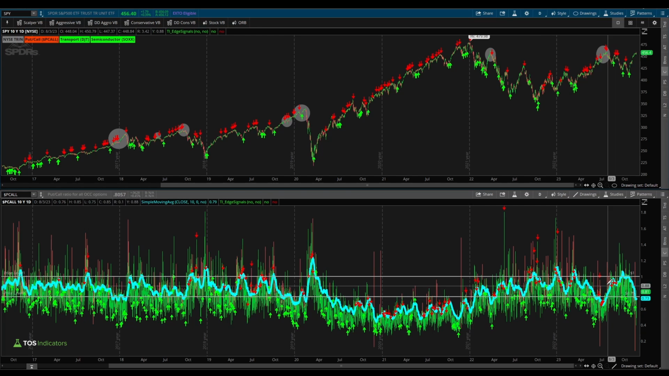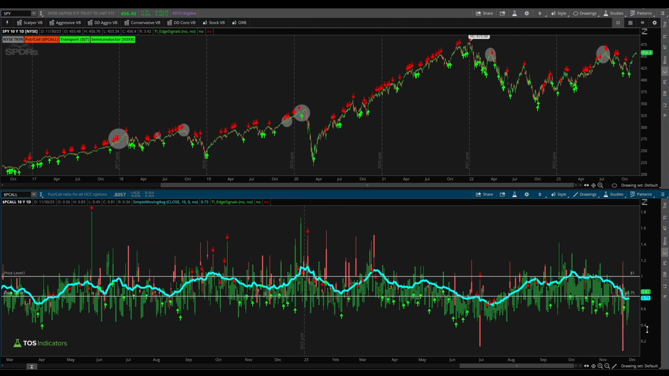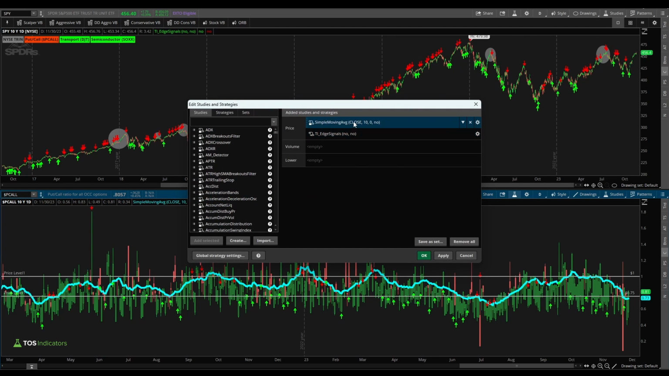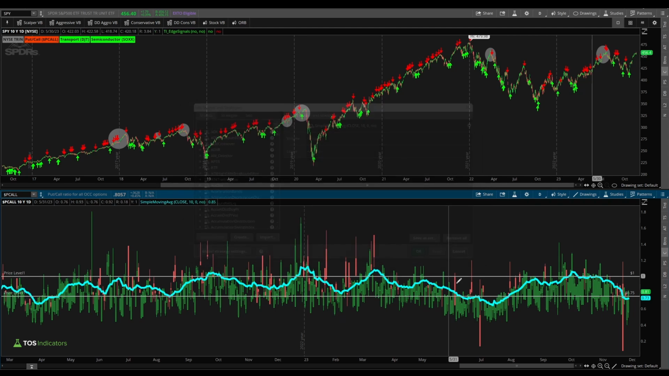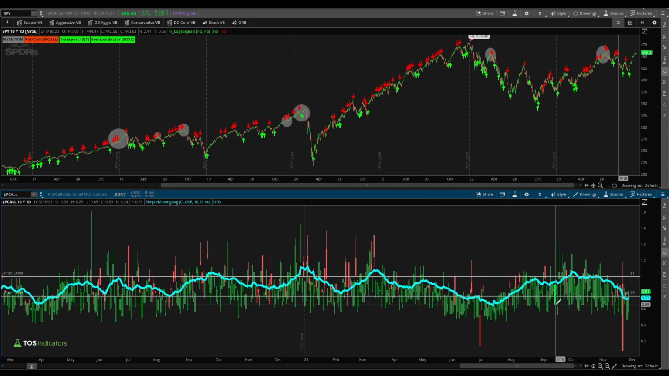Now let's start first with understanding what's on the put-call chart right down here. On my put-call chart, I've loaded in not only the put-call ratio, but also a 10-period simple moving average of the put-call ratio. That's what's plotting this blue line that you see on the charts. And let me get rid of the edge signals indicator so you don't see any arrows first.